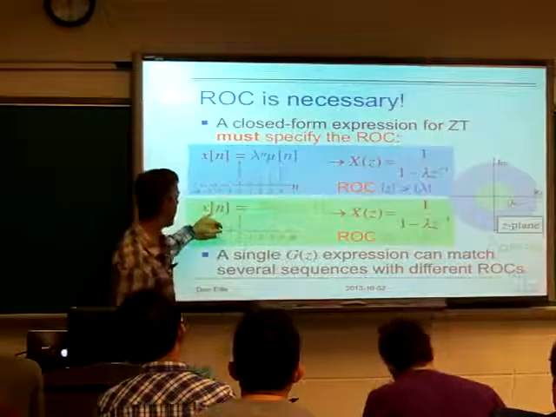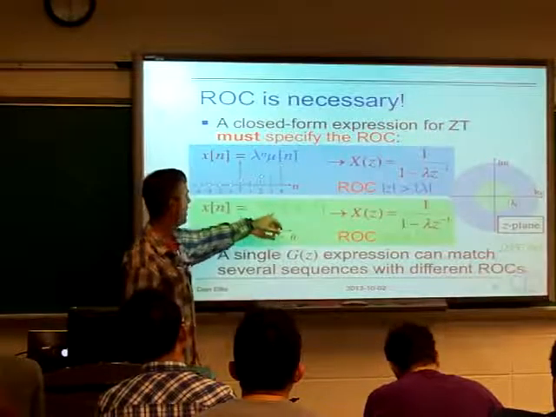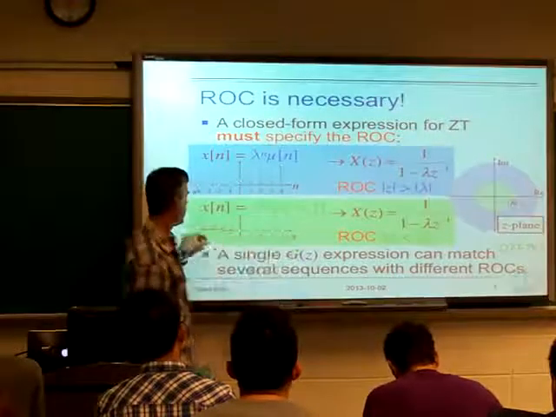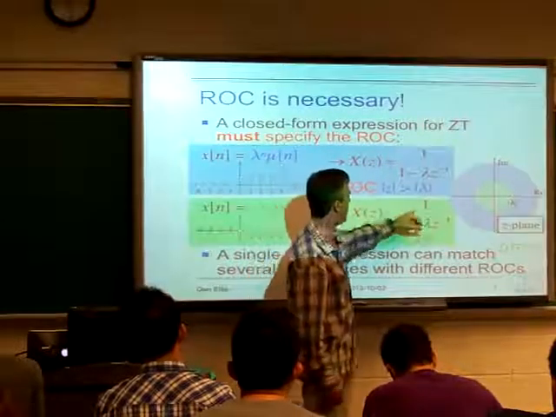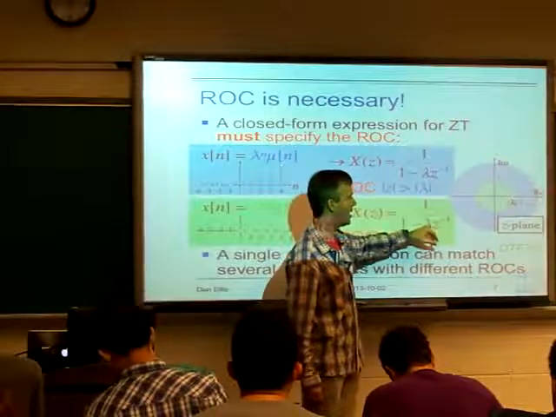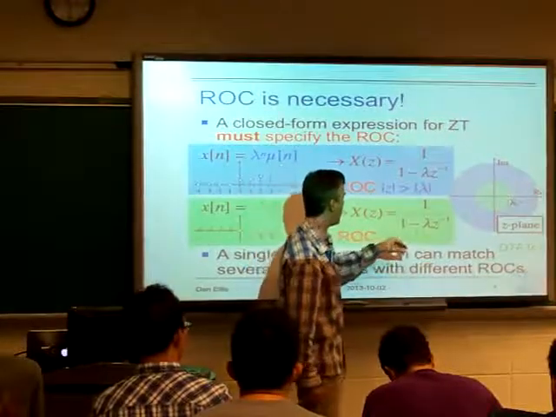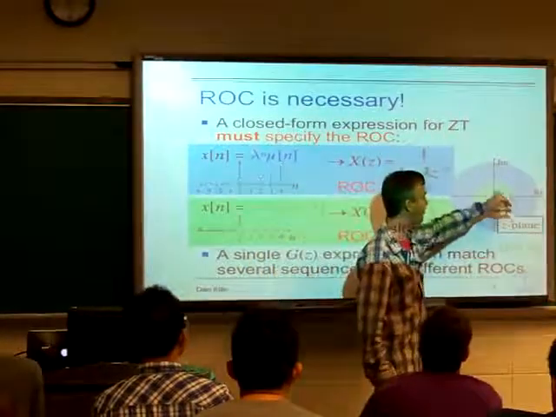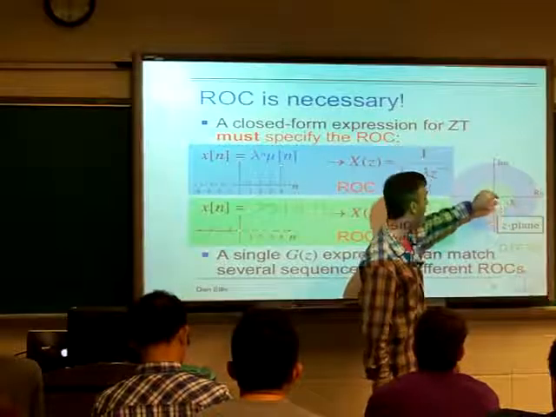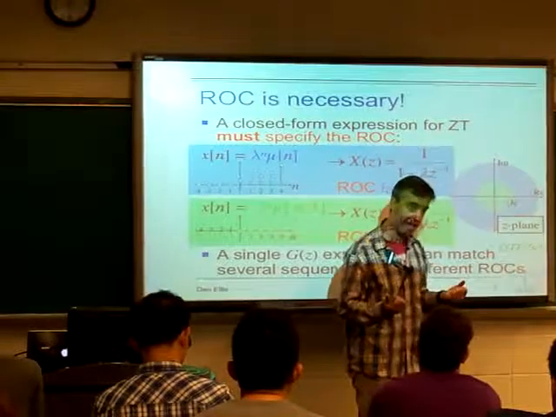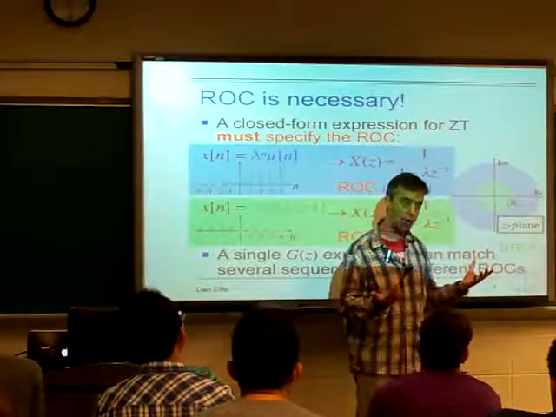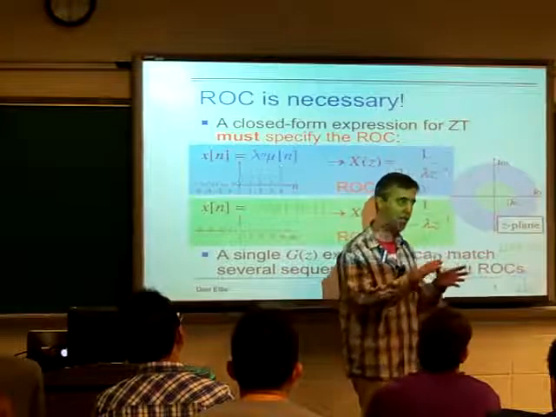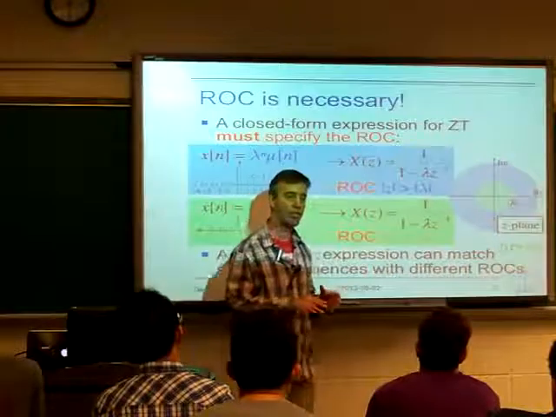Here's a different x of n, minus lambda to the n mu of minus n minus 1, so it's this left-sided sequence. When we work it through, x of z is 1 over 1 minus lambda z to the minus 1, but the region of convergence is now magnitude of z smaller than lambda. It's this region in here. If we try to evaluate it for values of z outside of here, it would again blow up. So now it's the complement of that picture that we saw in MATLAB.